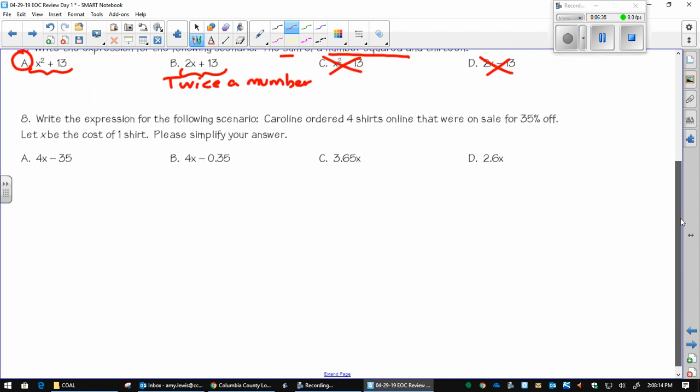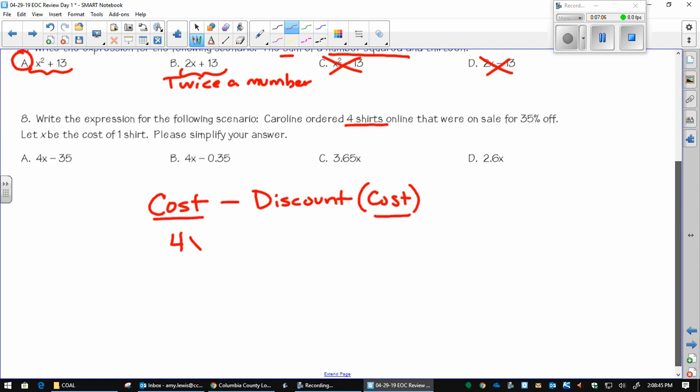Okay, number 8 is the discount problem, and we always have problems with the discount problem. The standard way is to say the cost minus the discount times the cost again. And whatever we put here for cost, we copy and paste here for cost. So it says X is the cost of one shirt. So of course she bought 4. So the cost is going to be 4 times X, or 4X. And of course, that's going to go in my parentheses as well.